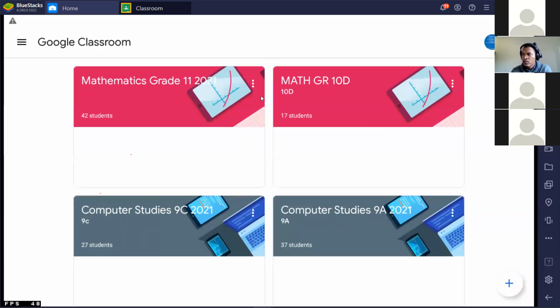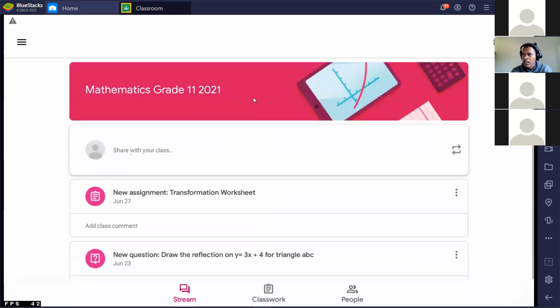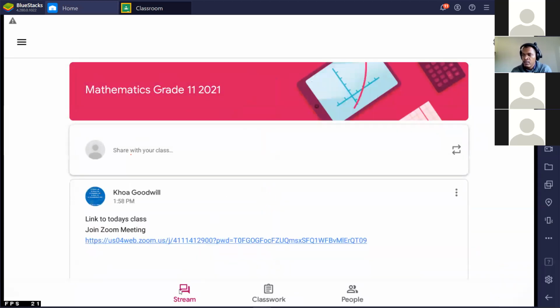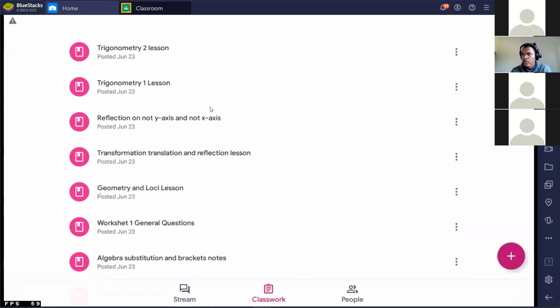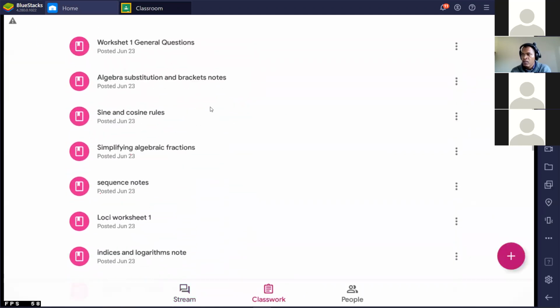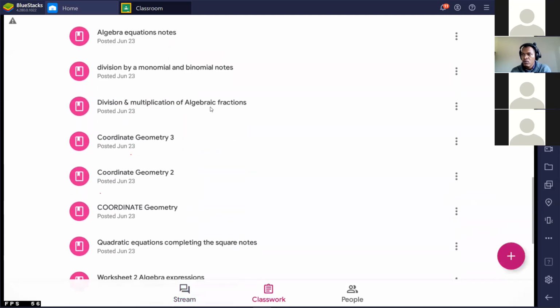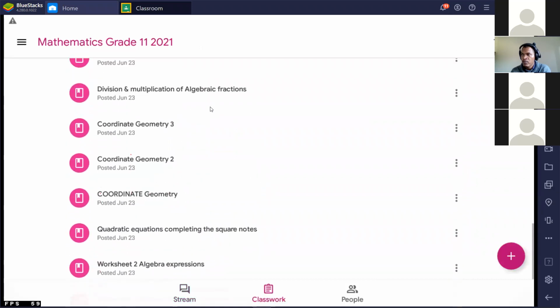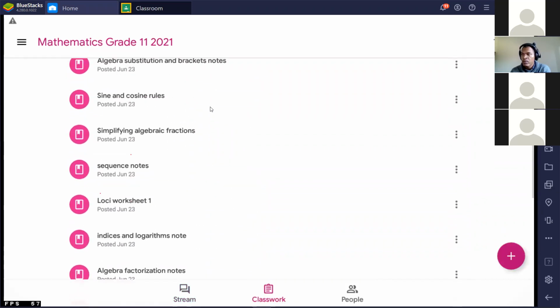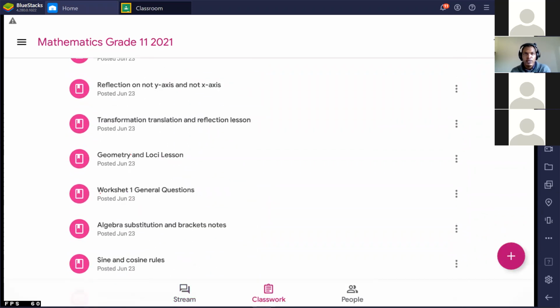Once you load your classroom, you will see the classes you are with. So you are currently in grade 11, and the stream is just where we posted today's classes as well. And then classwork is where you will find everything. So all the topics that we have uploaded, most of them that we have done, and we will try to go through all of them step by step.